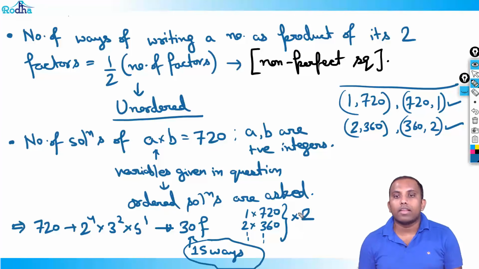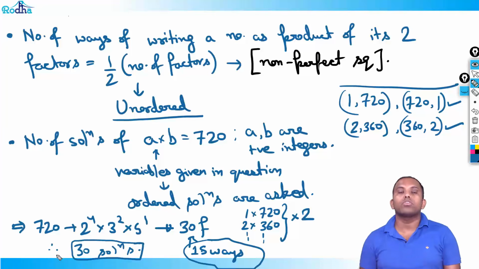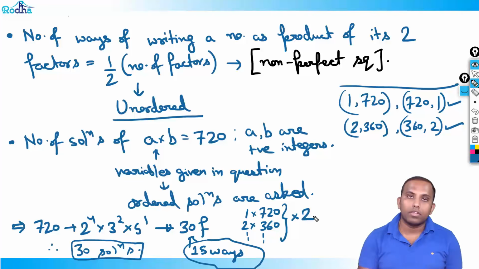Okay, for each case, I'll get two solutions, right? So if there are 15 ways, there will be 30 solutions of this question, right? For ordered, for every one way, there will be two ways, because what are the ways? One way is 1 into 720. It is for unordered. For ordered, 1 into 720 as well as 720 into 1, right?